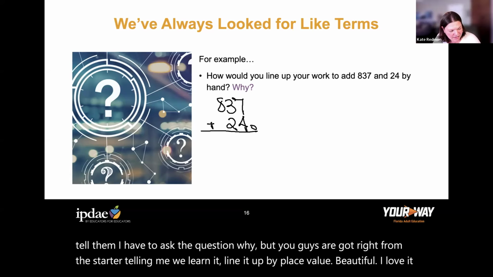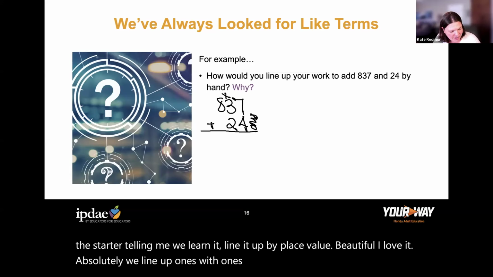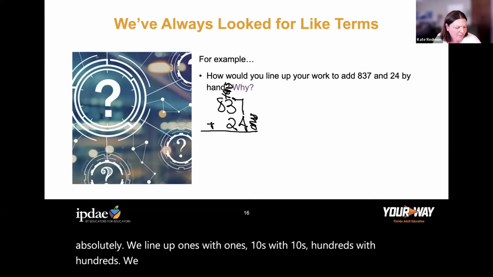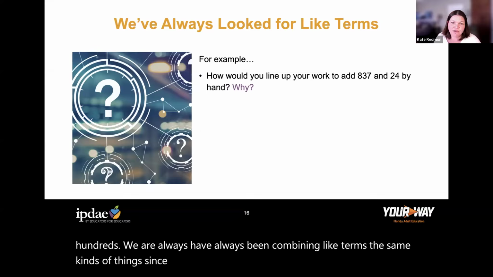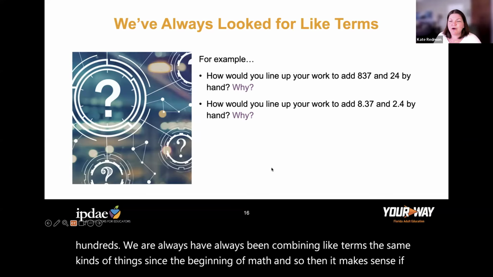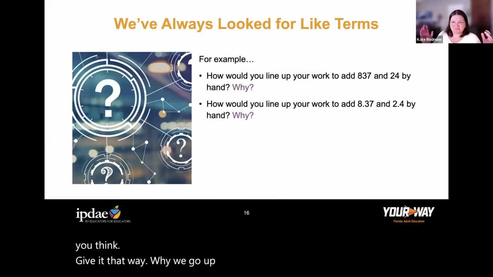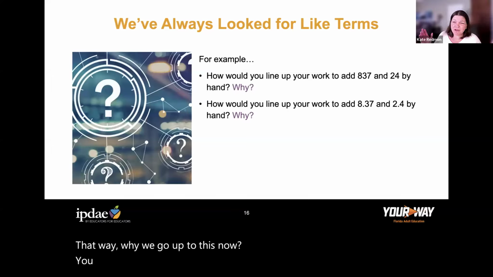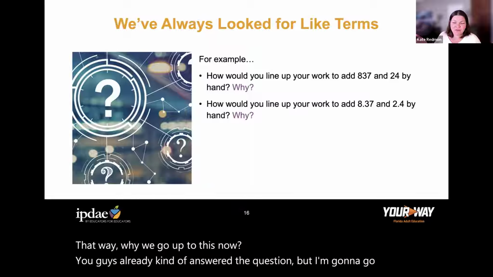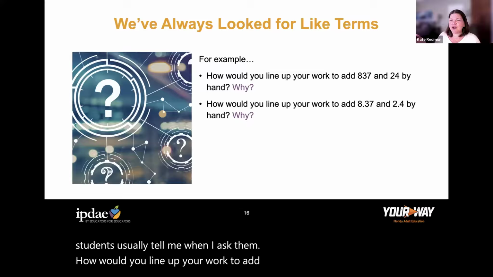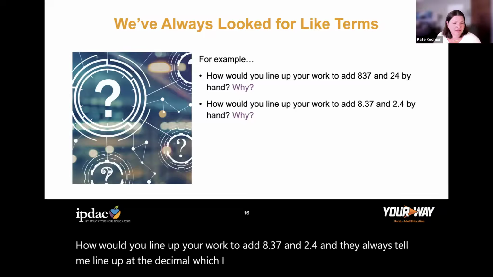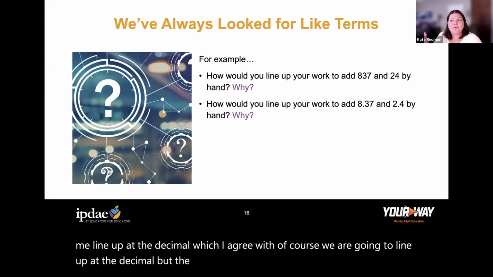We line up ones with ones, tens with tens, hundreds with hundreds. We have always been combining like terms, the same kinds of things, since the beginning of math. And so it makes sense, if you think of it that way, why we go up to this. Now, you guys already kind of answered the question, but I'm going to go to what students usually tell me when I ask them, how would you line up your work to add 8.37 and 2.4? They always tell me, line up at the decimal, which I agree with. Of course, we are going to line up at the decimal, but the question is why? Why do we line up that way?